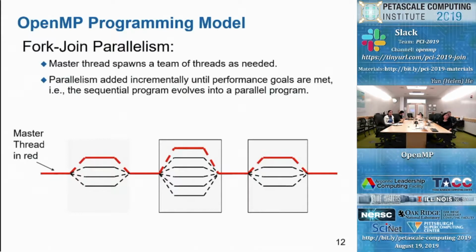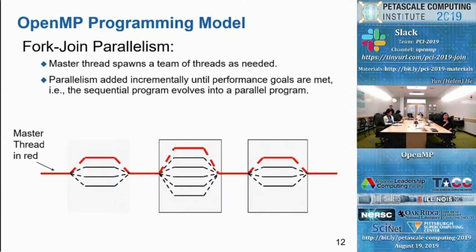The programming model is called fork and join parallelism. In the sequential region, you already have a thread, and at one point your program needs more threads to work with the code. Then you would fork a team of threads, and after that you could go back to a sequential region. The master thread will go on, and at the next point you may create another parallel region. You could use a different number of threads at that time.